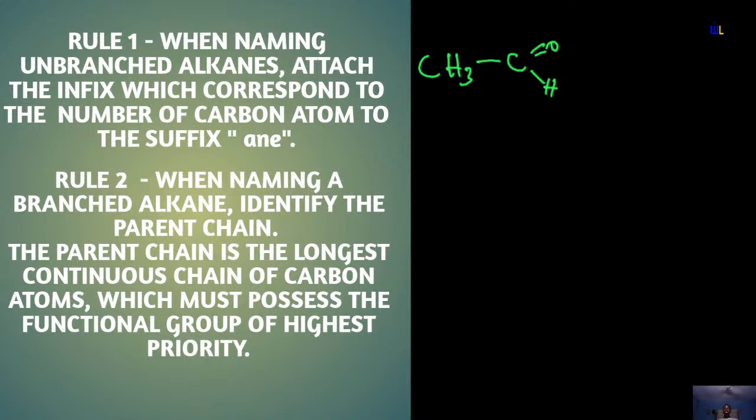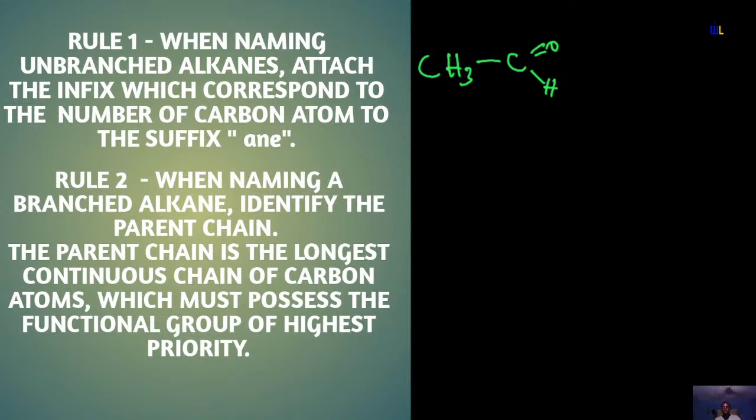So the very first thing you need to do, if you notice that your alkane is branched, is to identify the parent chain. Now, the parent chain is the longest continuous chain of carbon atoms, which must possess the functional group of highest priority. So this is not just for alkanes. If you are just dealing with alkanes, you could end it with the parent chain is the longest continuous chain of carbon atoms. However, as I said, I'm including the principles to naming other functional groups too.